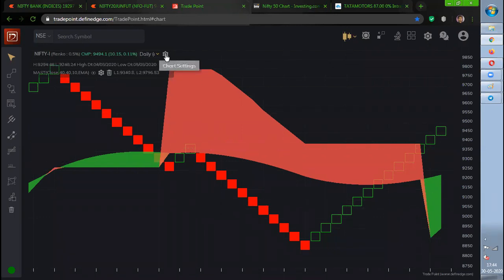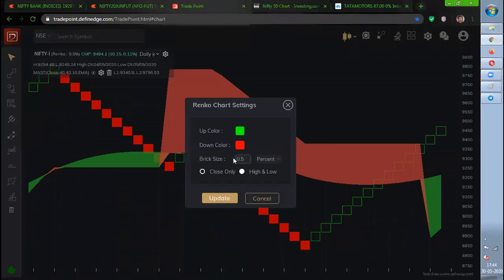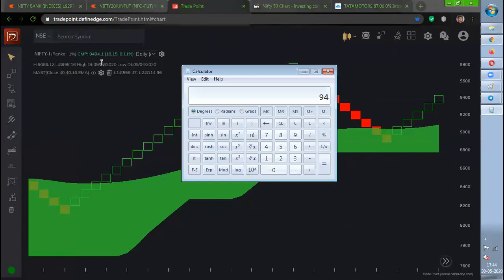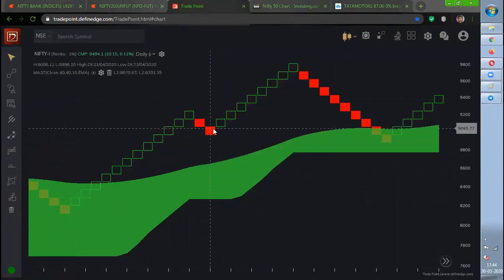So for example, I'm going to keep the brick size as a percentage, and I'm going to keep it as 1. So 1 means 1% of the current price. What is the current price? 99494 is the current price. The 1% means 95 rupees. If the stock moves 95 points, then only 1 brick will get formed.